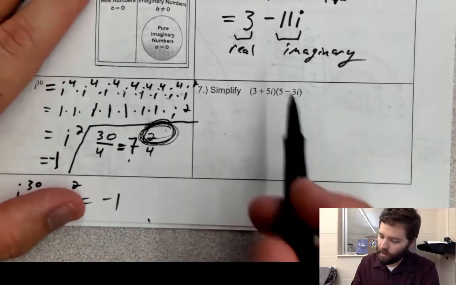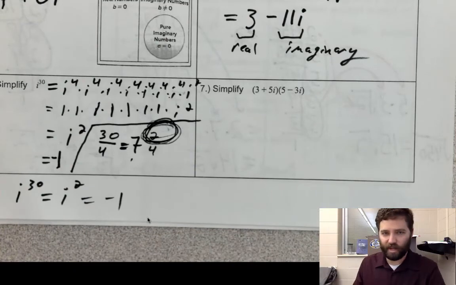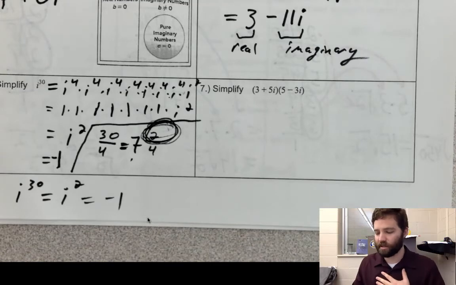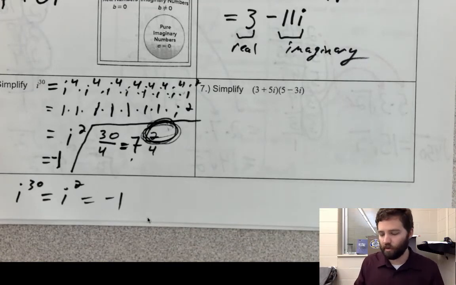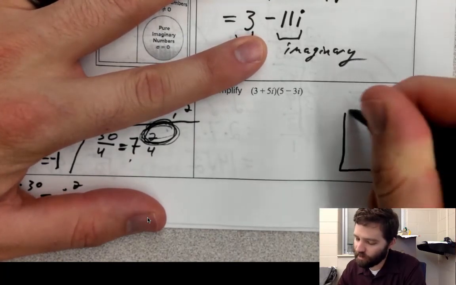Last one. Multiply these out just as if I had 3 plus 5x times 5 minus 3x. It would be the same process. You can FOIL it. I like the box method because it scales to harder problems better than the FOIL method. But you could use the FOIL method too. So I'm going to make a little box over here.